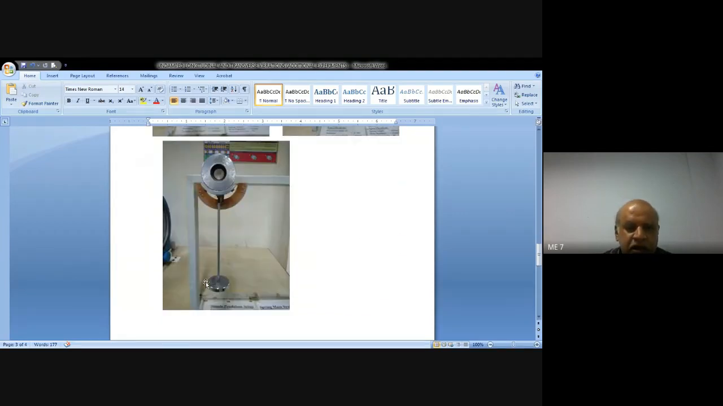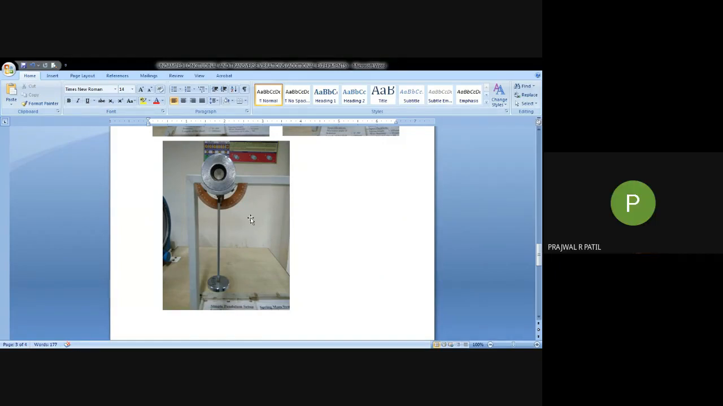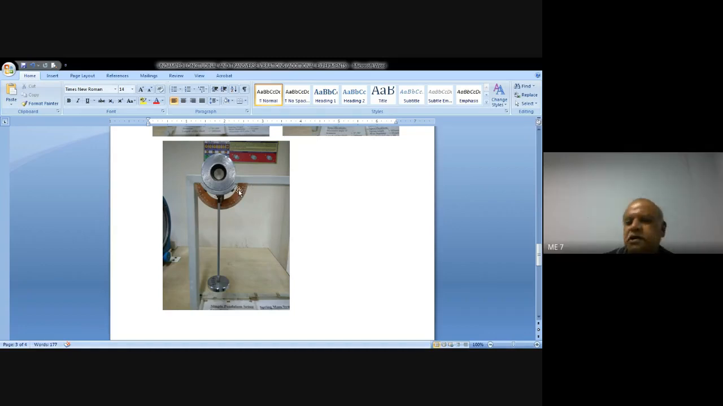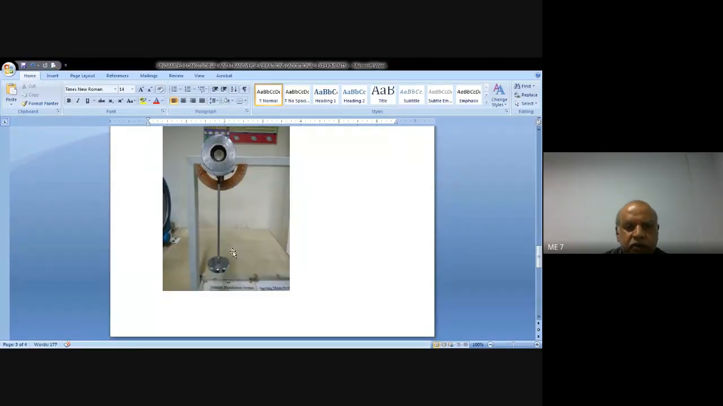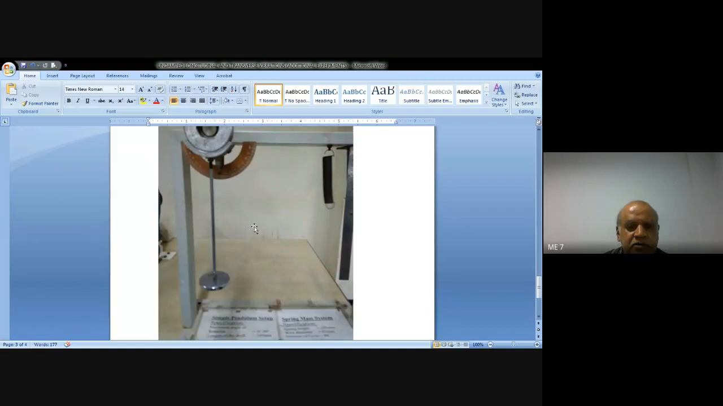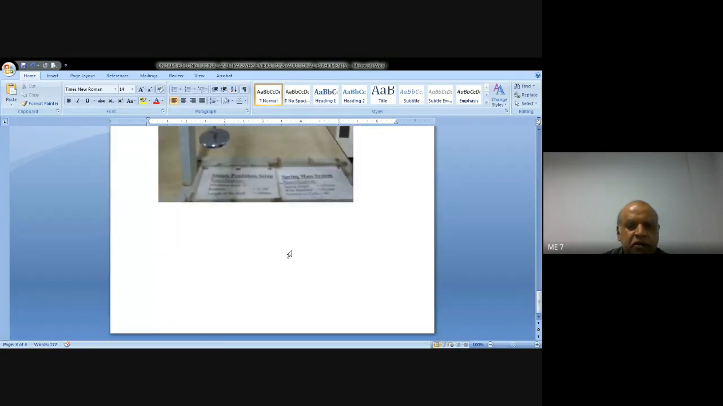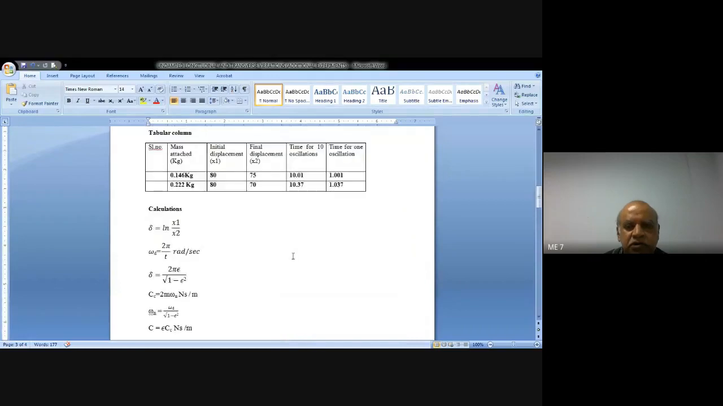Are you there with me? That is, attach a mass, pull it to 80 or 90 or 70, and then leave the system. The shaft with mass will go in the other direction and then come back. When it comes back for the first time, note down that final displacement. So that's going to be the initial and final displacements. Repeat the experiment, one with 146 grams, another with 222 grams. So this is the setup, and that's how you have to conduct it.